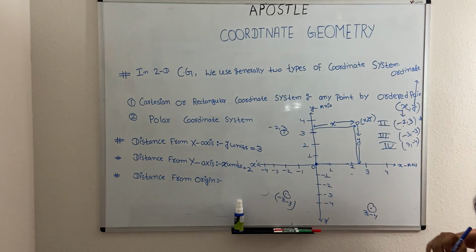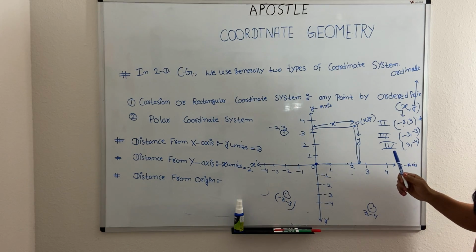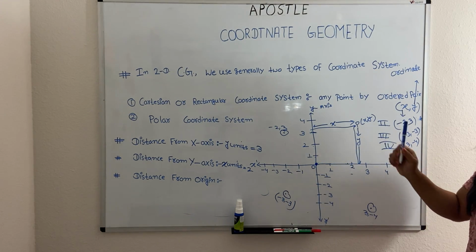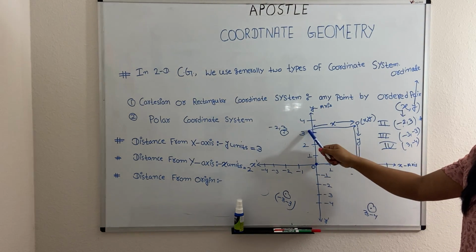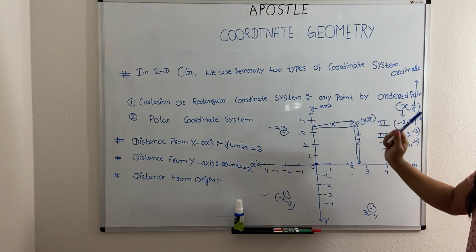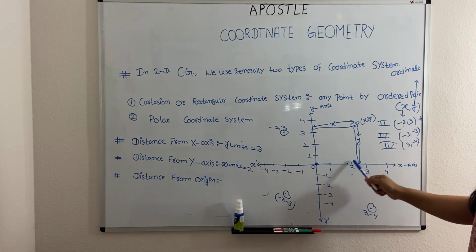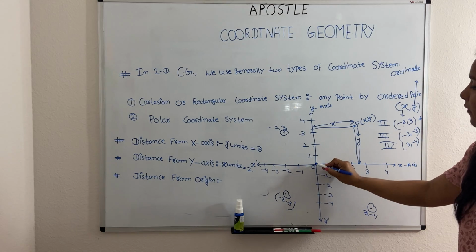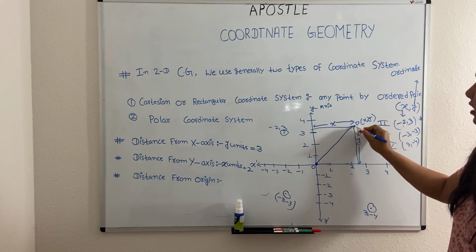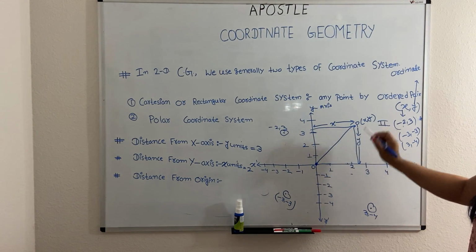Where is this point x comma y located? If I am asking what is the distance of this point P from the y-axis, this is x units, and the distance from the x-axis is y units, and we have to calculate this distance OP. That is called the distance from origin.